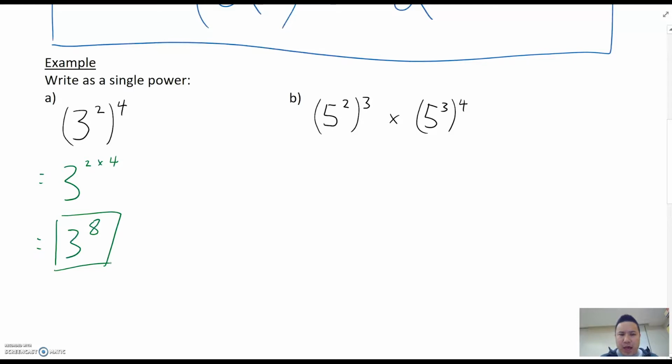All right. It's pretty simple. Let's take it a step further. Let's take a look at what we have here. This is 5 to the power of 2, and then the whole thing is to the power of 3. Then we want to multiply this by 5 to the power of 3, and that whole thing is to the power of 4. So if we take a look at these individually, so let's focus on just this part right here.